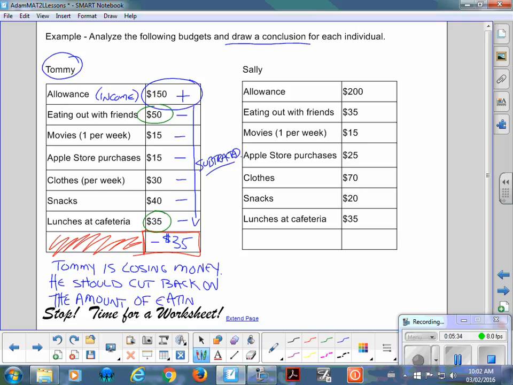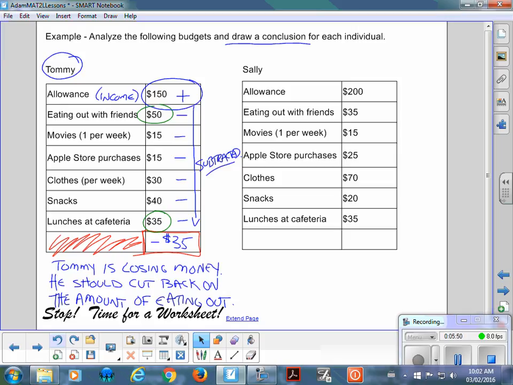So if we look at the numbers here, if he was to bag his lunch even, all right, if we look down here, those 35s would cancel out. So if he'd quit eating out at the cafeteria, he could maintain his lifestyle. But Tommy's got some troubles here.